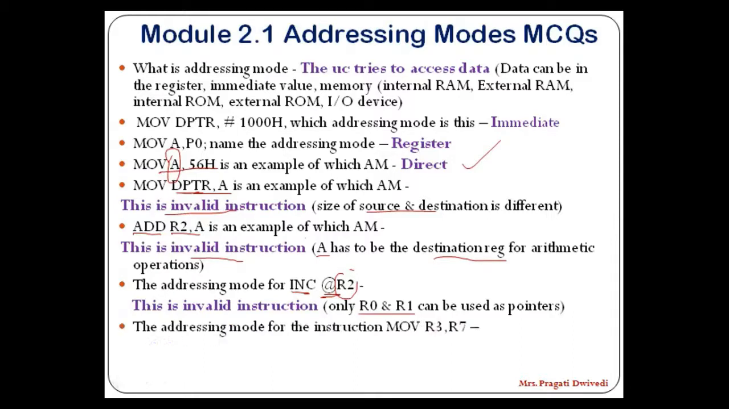Next, the addressing mode for the instruction MOV R3 comma R7. Now, is there any problem with this instruction? Actually, no. R7 is a register, R3 is a register.